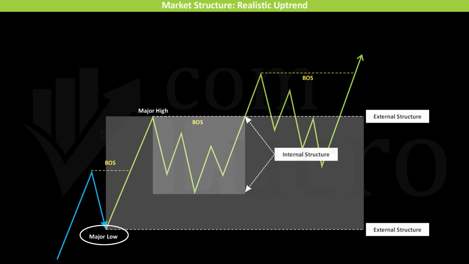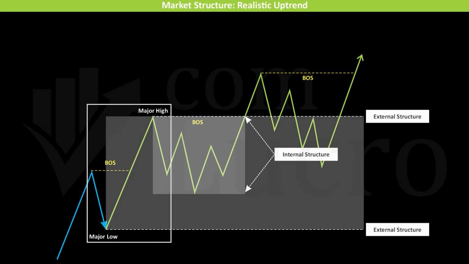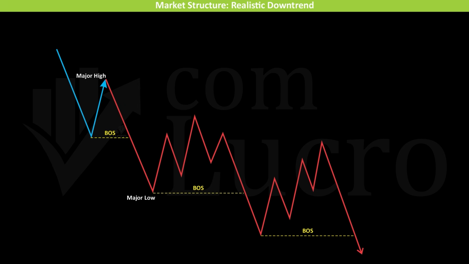You might wonder why this low at the extreme is treated as the major low. The reason is that it represents the ultimate low point before the price starts its upward trajectory. This particular point is essential as it's the pivotal low that catalyzed the upward movement and the subsequent break of structure. Now, let's transition to the bearish scenario, which mirrors the bullish scenario.